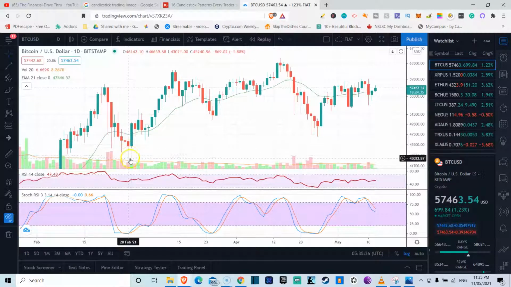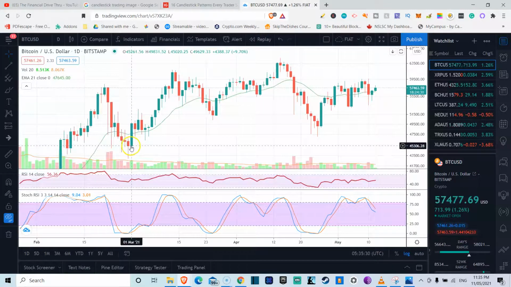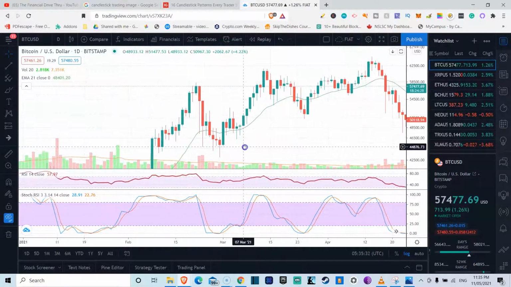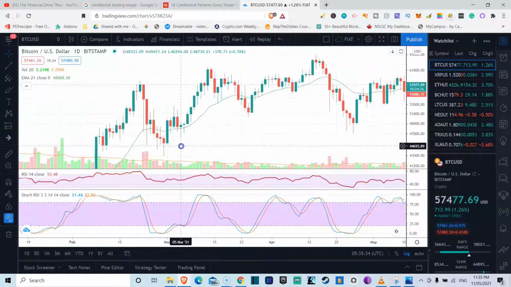And some people draw their lines on the wicks. I prefer to go for the bodies, okay? So it doesn't have to be perfect. And the reason I say it doesn't have to be perfect is because honestly, everybody is looking at the same chart. Everyone's lines are going to be slightly different. So it doesn't really matter.